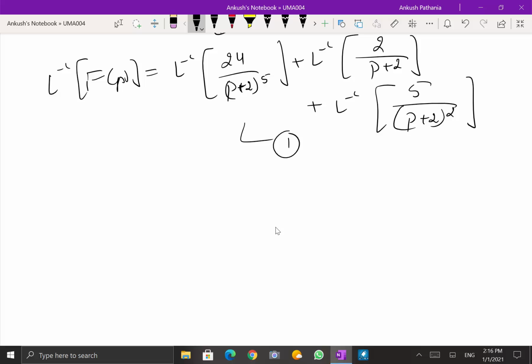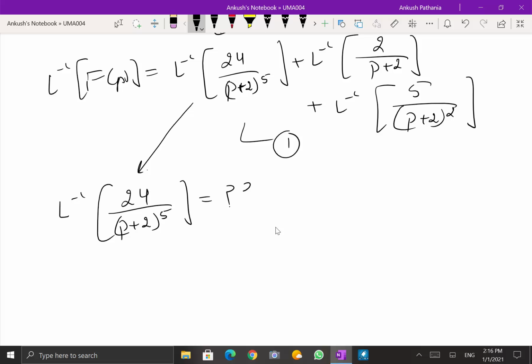Now let us start with this first Laplace inverse. This is the Laplace inverse of (24 + p) upon (p + 2) raised to power 5. This is what we have to find now, so we take it separately. You can see the F(p) given here does not correlate with any of the standard forms. You can even skip 24 and just see (p + 2) raised to power 5, because that is what is going to correlate with the Laplace of some function. But it is not correlating with the Laplace of any function.